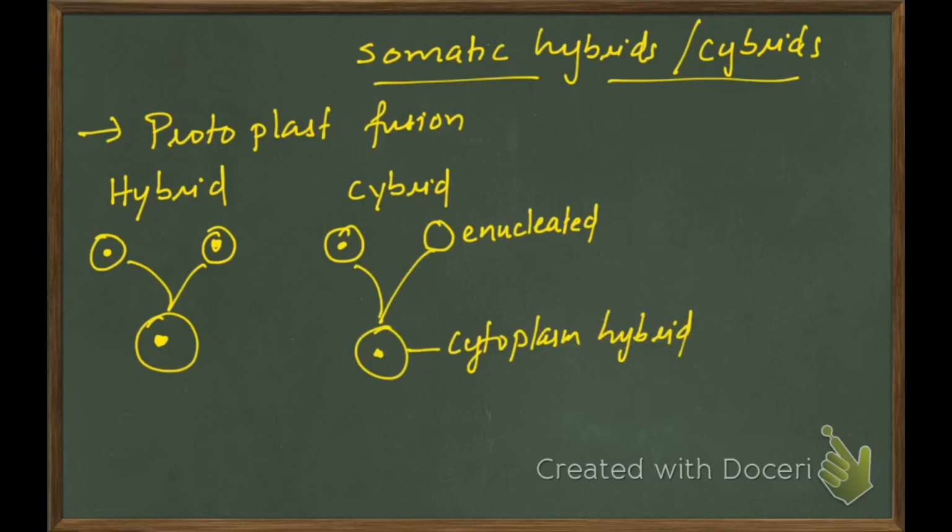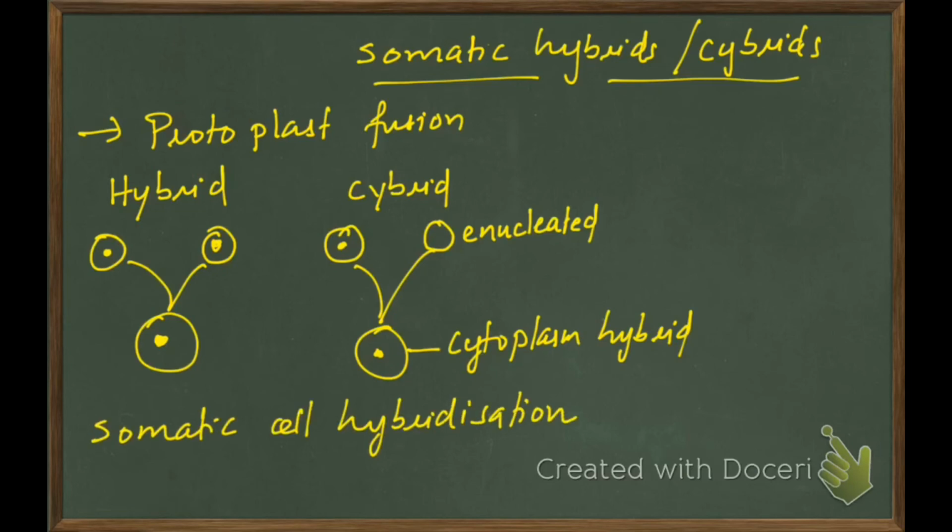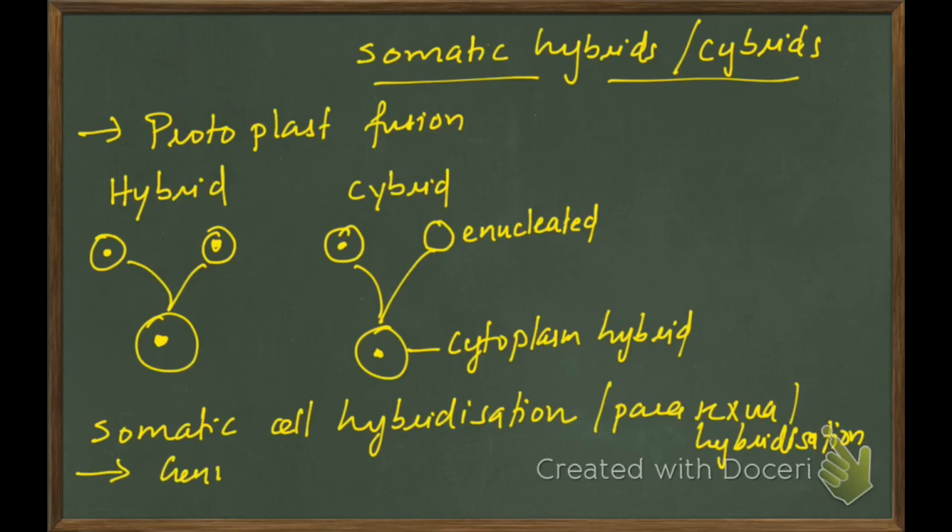You know, sometimes somatic cell hybridization is also known as parasexual hybridization, another term for somatic cell hybridization. Here it has been seen that between genera and between species we can have somatic cell hybrids.